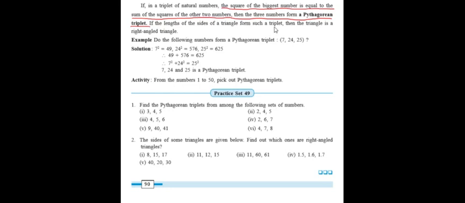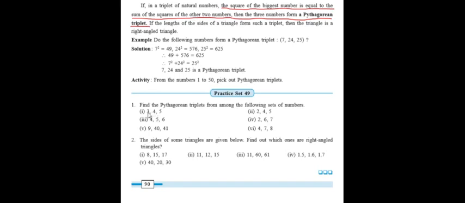We have just learned what is meant by Pythagorean triplet. So see on the screen, students, the square of the biggest number. From among these three, that is 3, 4 and 5, which is the biggest one? Yes, the biggest one is 5. So the square of 5, that means 5 multiplied by 5, will give us 25. The square of the biggest number should be equal to the sum of the squares of the other two numbers. So the remaining two numbers are 3 and 4.